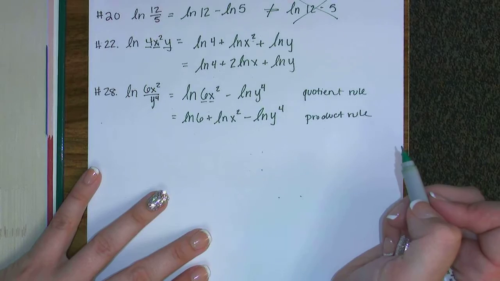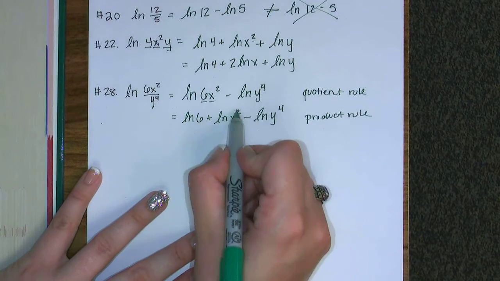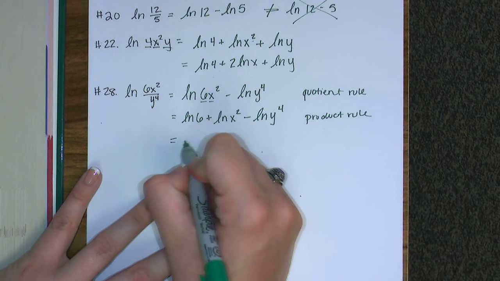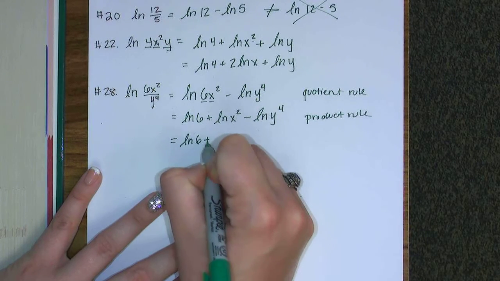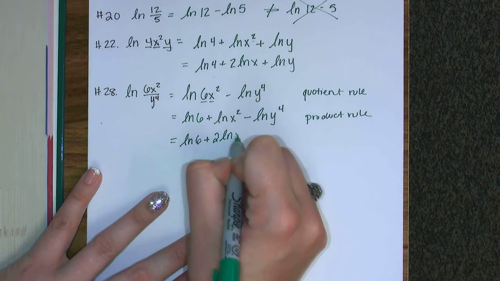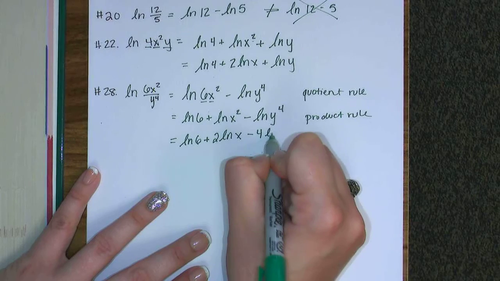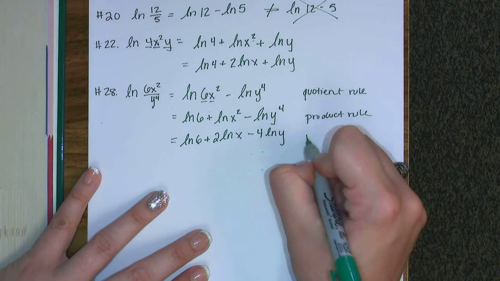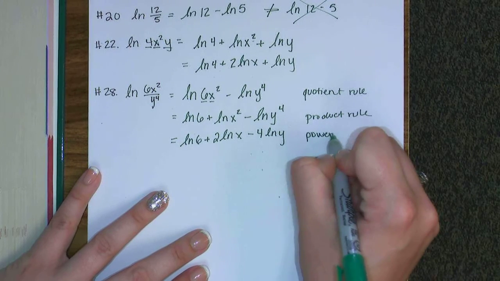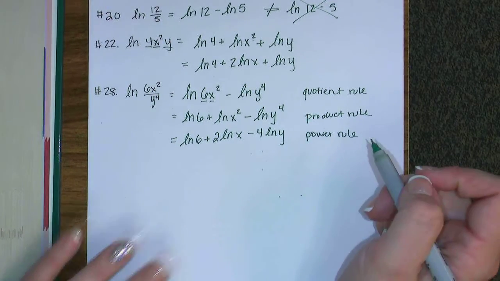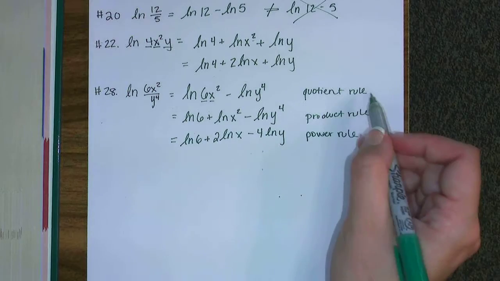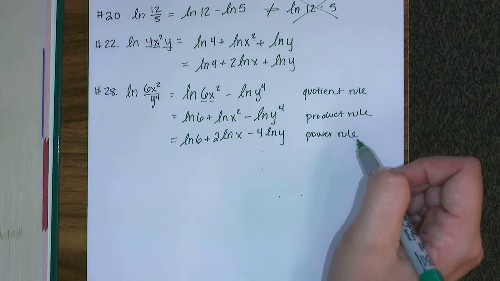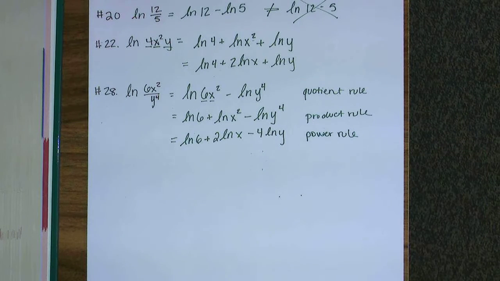And lastly, I need to pull these exponents out front. So ln of 6 plus 2 ln of x minus 4 ln of y by the power rule. Okay, so you don't have to write these out to the side unless it helps you, but I'm just doing it so you can see where everything is coming from a little bit easier.